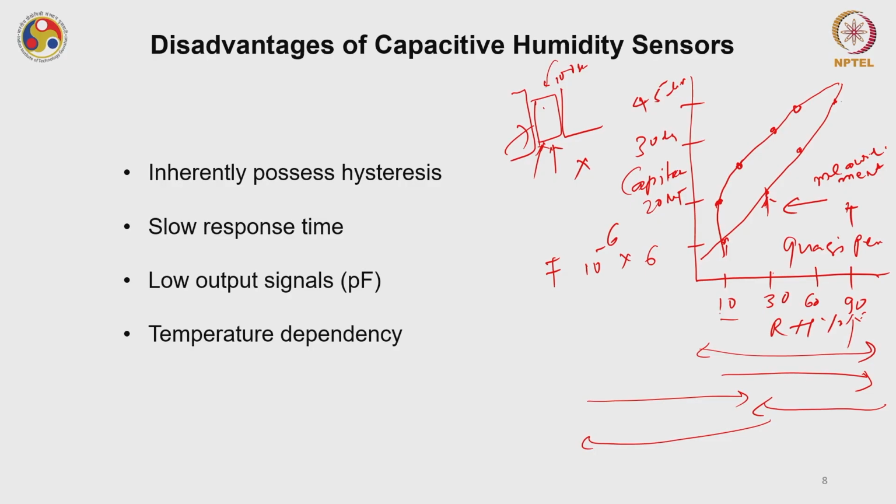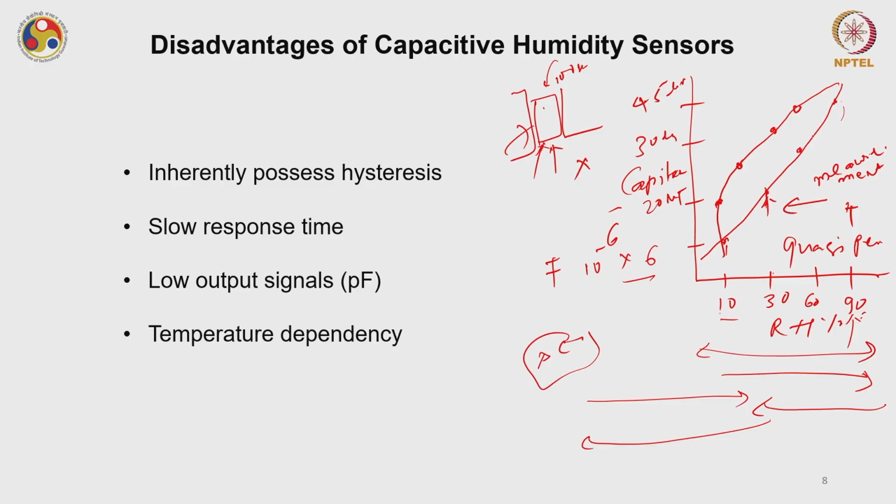Since your device is working on a principle where the dielectric property is changing, it will try to settle first in the presence of humidity, and only then will you find that the dielectric property is changing. So these changes are very minute and the response is very slow. Then, what you are trying to measure is the change in capacitance, delta C. So the output signal is relatively very low as compared to other sensors where you have change in terms of, say, current or something else.